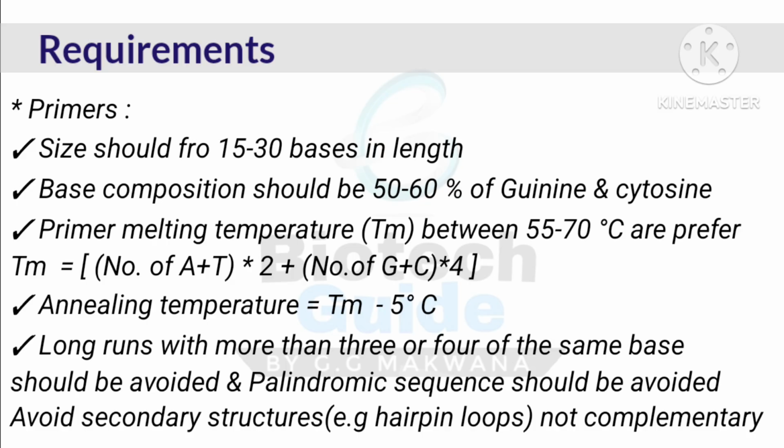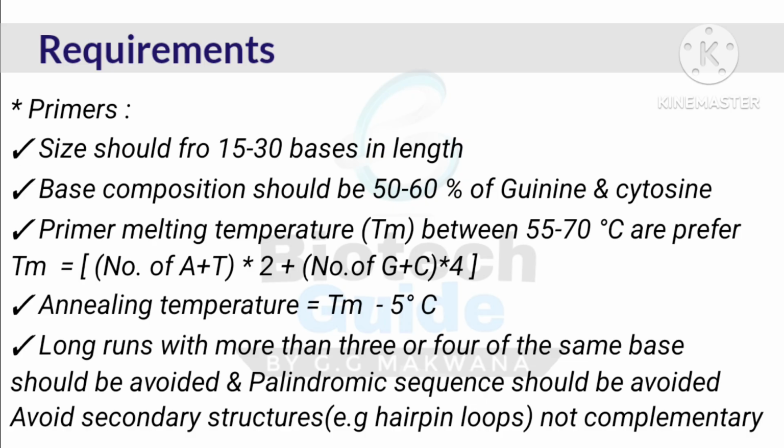And the annealing temperature is equal to Tm minus 5 degrees. Tm means melting temperature. So first we calculate the melting temperature, then we subtract 5 degrees from it, and at the end that temperature is preferred for the annealing process. Long runs of more than 3 or 4 of the same base should be avoided. That means if any base is continually repeated in one run, like AAA, that should be avoided. Then palindromic sequences should also be avoided.